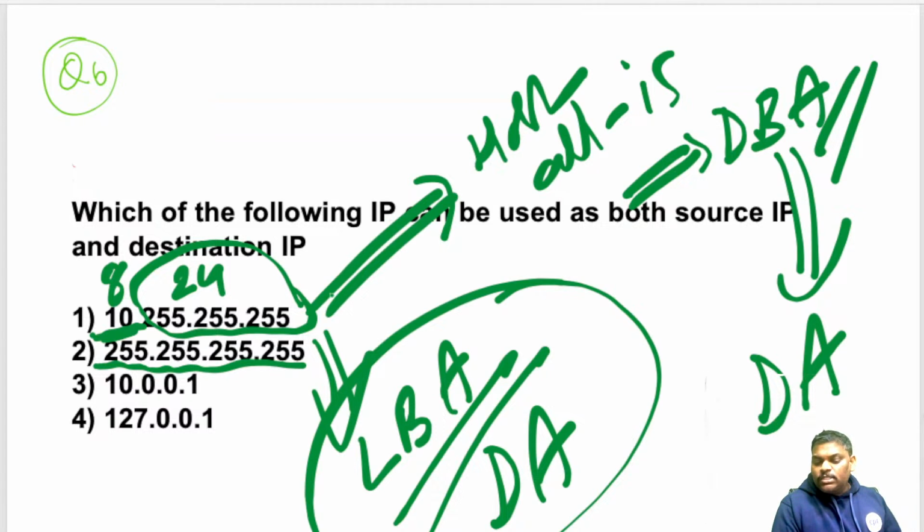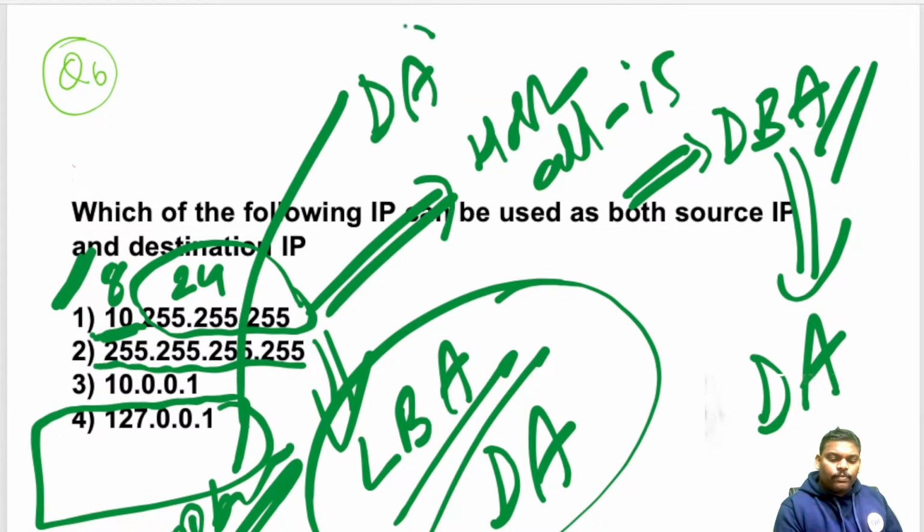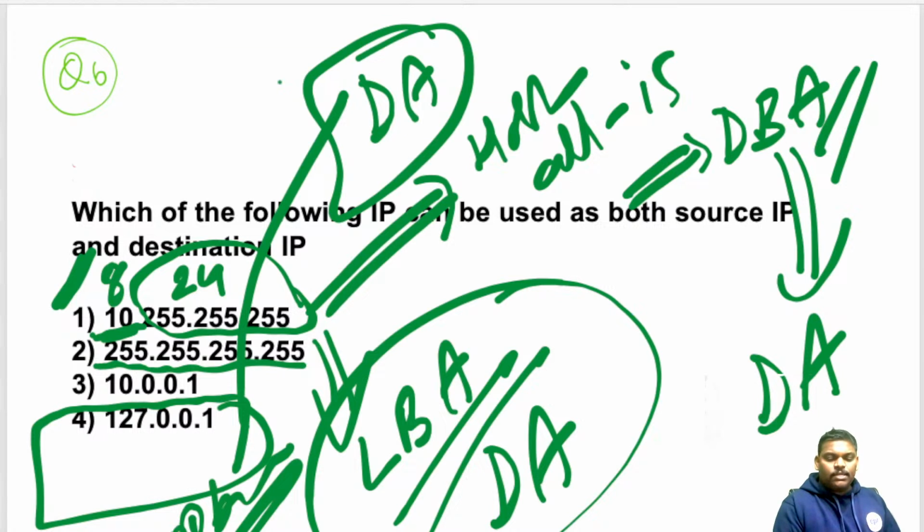Direct broadcast means going to the required network first, and in that network sending to every person. That is also a destination address. And everyone knows it is the loopback address. This is also used as a destination address. Answer is 3. Option 4 is a loopback address, and it will be used as a destination address.